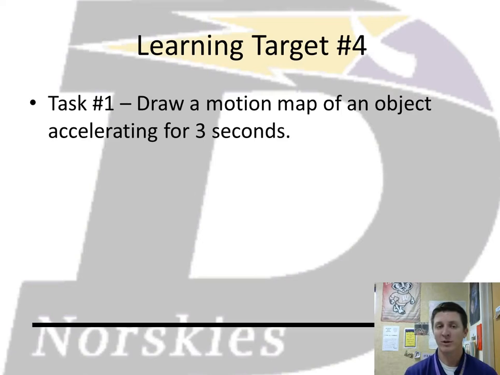In your notes, I want you to complete these tasks, and we will review these in class together, and I'll be looking for these when I come around and do your note check. Task 1, I want you to draw a motion map of an object that is accelerating for 3 seconds. So that should be pretty simple. Think about what you have to change to show that the object's accelerating in this case.